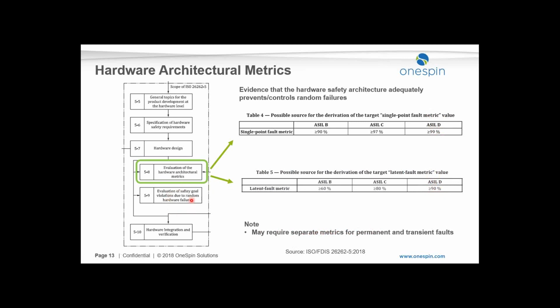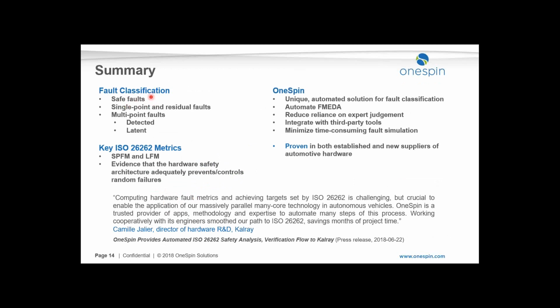And there will be another interesting part on the PMHF, probability metric of random hardware failures, which is really this bit of the standard, but for time reasons, I'm not going to go into that. So in summary, we have seen the fault classification. We have safe faults, single point and residual faults, multi-point faults, detected and latent ones. We have seen the key metrics from ISO 26262, SPFM and LFM, which are really important to provide evidence that the hardware safety architecture is adequate.